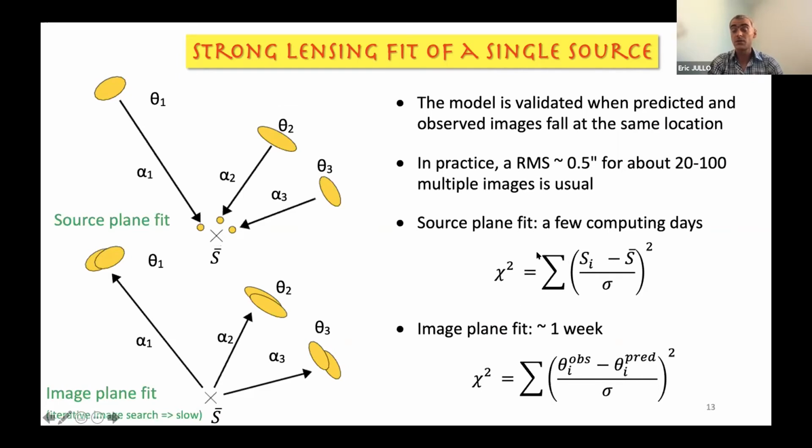This is the source plane fit, and this is quite quick. But sometimes it becomes inaccurate, and then you want to move to the image plane fit, which is slower because it requires an iterative search for the multiple counter images. And this here is the proper chi-square between the observed and the predicted position of the arcs for each individual galaxy. So this is the way it works.